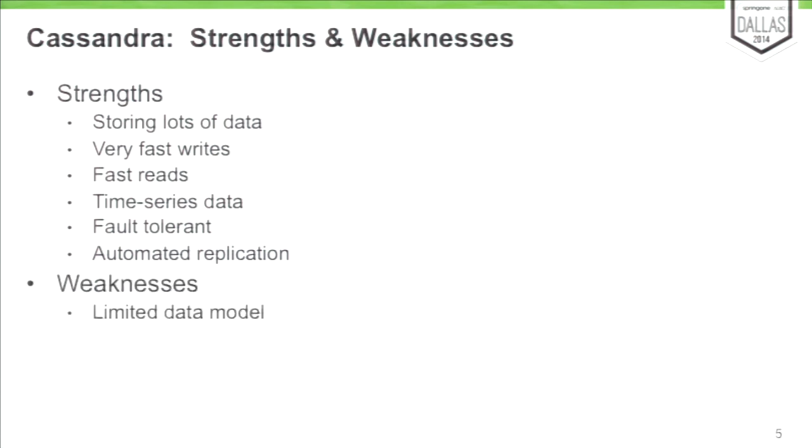Some of the weaknesses of Cassandra, and you could argue whether or not it's a weakness, it's a limited data model. So it is a columnar-oriented, table-oriented data store, but it does not support joins, and that's very much on purpose. That's by design. So you can't expect to have a beautiful normalized data model like you would in a relational database. But there are still tables, and tables have rows and columns.